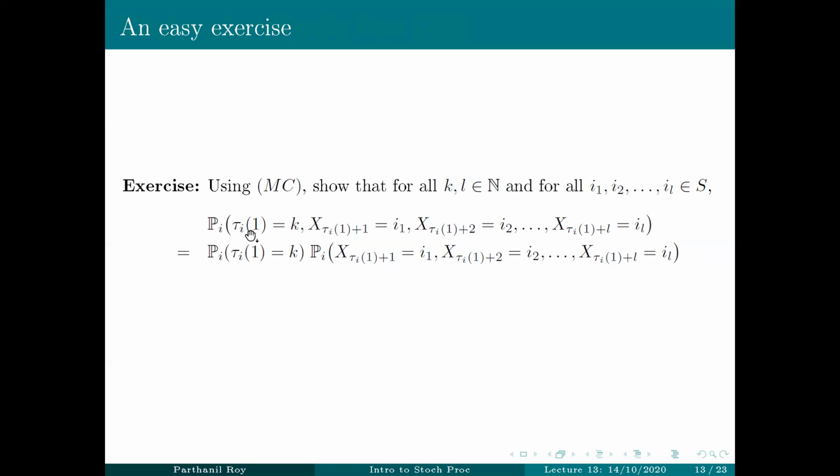So in other words, what I'm asking you to prove here is that, on the event that the first return time is finite, the first return time is independent of whatever happens after the first return time. Whatever happens, happens after the first return time. But in order for that to make sense, the first return time should be finite. Otherwise, nothing happens after the first return time. So on the event that the first return time is finite, whatever happens after the first return time is completely independent of the first return time.